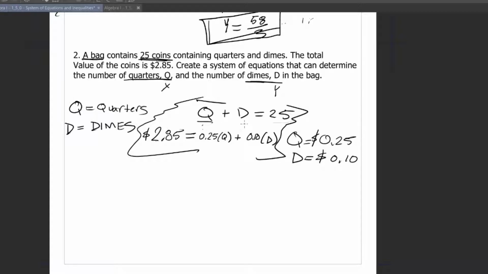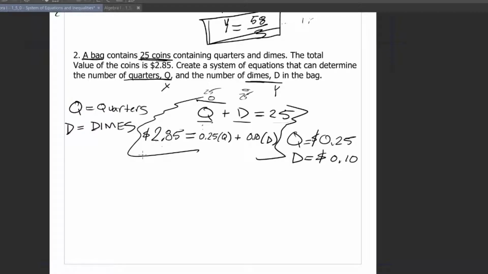So it's either Q or D. You can have 25 dimes and 0 quarters, or you can have 25 quarters and 0 dimes. Whatever it is, the total amount of coins within the bag is equal to 25 coins. Now, that's one equation. You have two variables, so you need another equation.